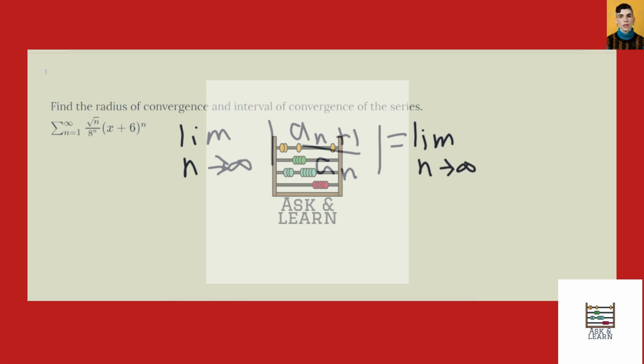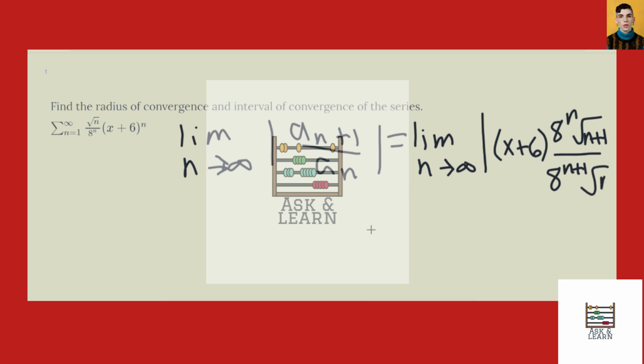Okay, so once you plug these things in, we get some cancellations to occur. We would have (x + 6)^(n+1) on top, but then we'd be dividing by (x + 6)^n, so we would just end up with an (x + 6). And then we'd have an 8^n up top, square root of n + 1 over 8^(n+1), square root of n. Okay, so this is just from doing simple algebra here.